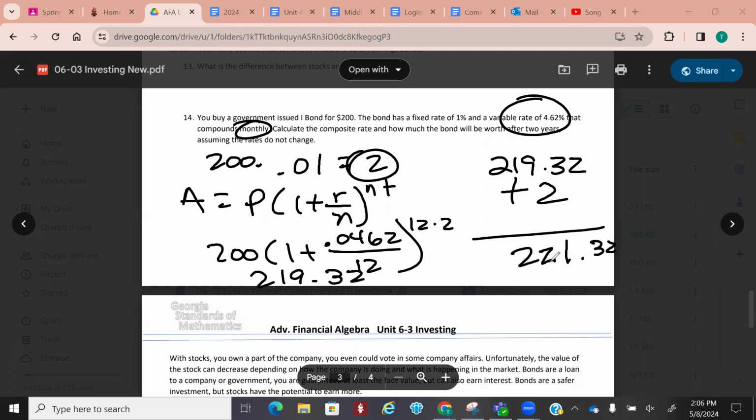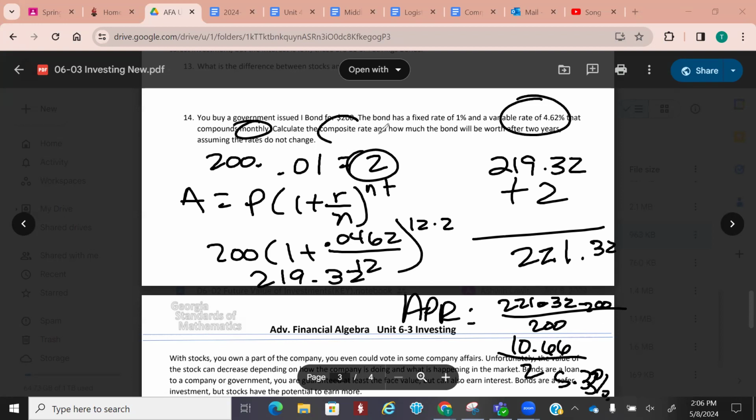Now, how much did it actually change? So that's finding the APR. That's the rate that it's changing at. And that's going to be 221.32 minus your initial, which was 200, divided by 200. And you're going to multiply that by 100, and that would be 10.6 for the 2 years. If we want to find it for the 1 year, it's 5.33%. So this is the composite rate.